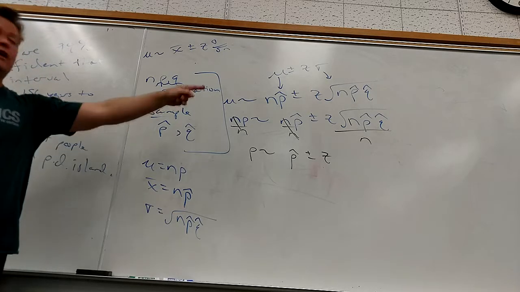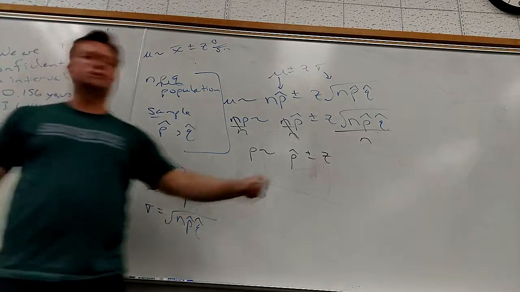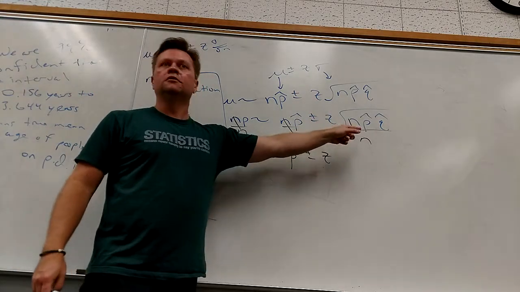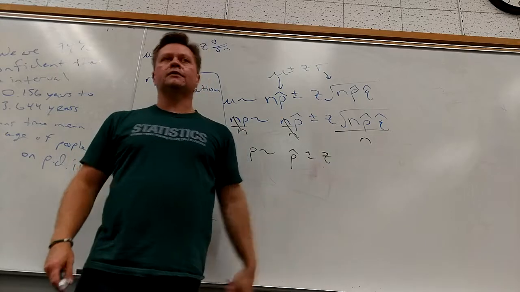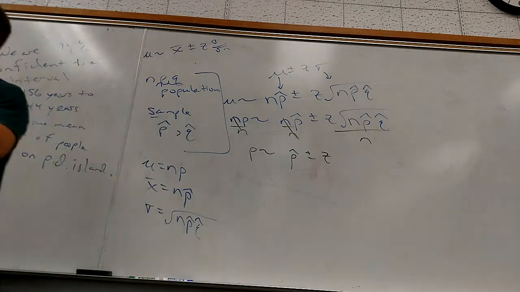No, you don't have an n on the top. You don't. And you can think I'm as insane as you want to. That is not n. That's the square root of n. So square root of n and n are not the same. They cannot cancel. Too bad. What's the bigger idea here?